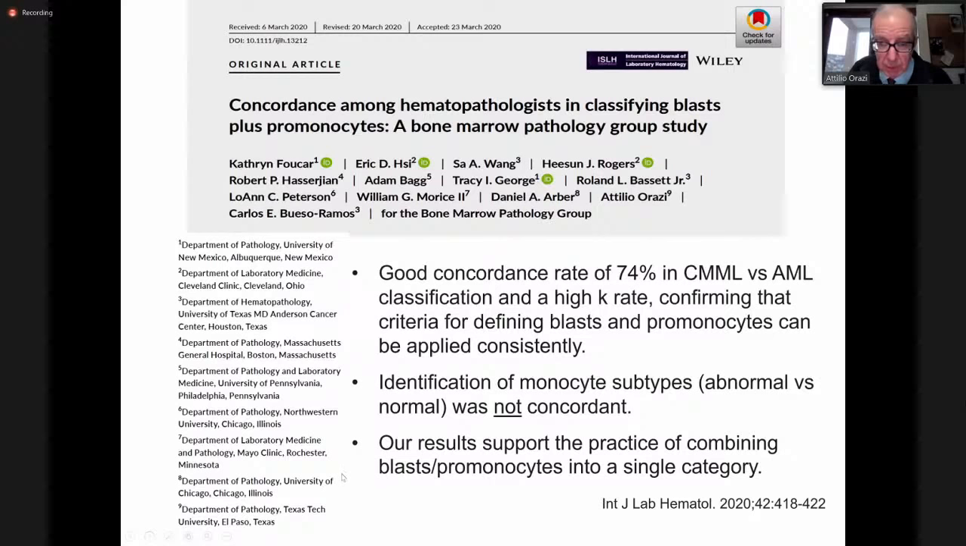The abnormal monocyte was all over the place. So most people now tend to recommend not wasting too much time with this abnormal monocyte. Just make sure you don't call them promonocytes. And so Kati concludes by saying our results support the practice of combining blasts and promonocytes in a single category. So you might want to read the paper.